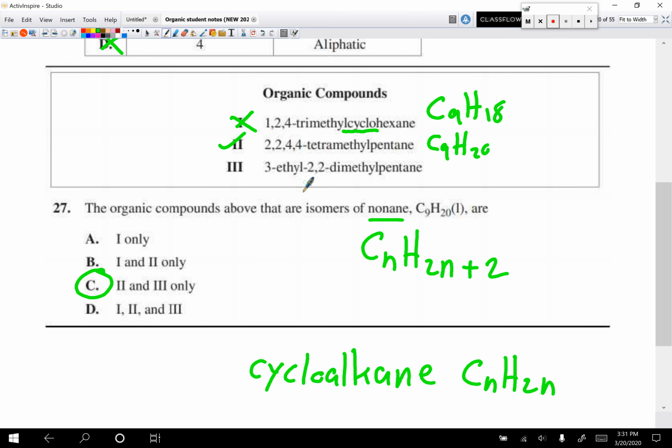And same thing, if we count all the carbons here, we got 3-ethyl, so this is 2 carbons. We got dimethyl, so that's another 2. So 2 and 2 is 4, right? So 4 carbons here from our branches. And then our pentane is 5 carbons. That is equal to 9 carbons. And it's not cyclic, it's all straight chained, so it'll have the same formula of C9H20, so that's why the answer is C.